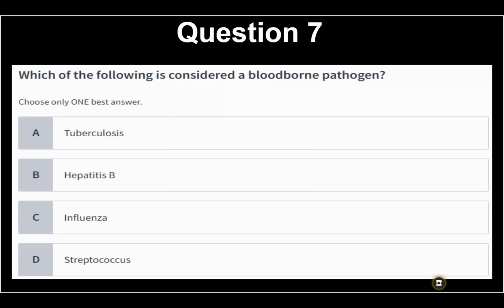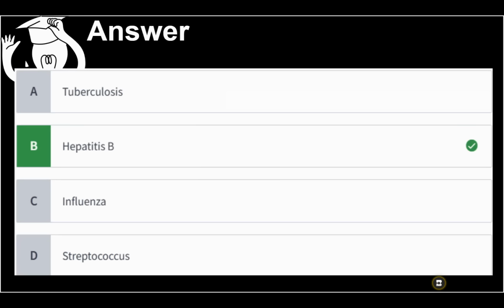Question 7. Which of the following is considered a bloodborne pathogen? Would it be A, tuberculosis, B, hepatitis B, C, influenza, or D, streptococcus? If you said hepatitis B, then you are correct.